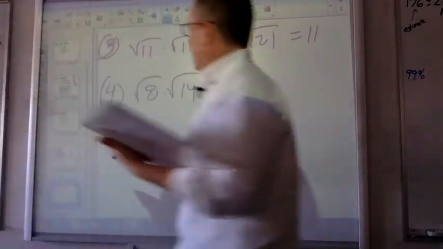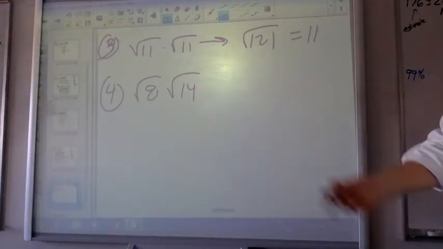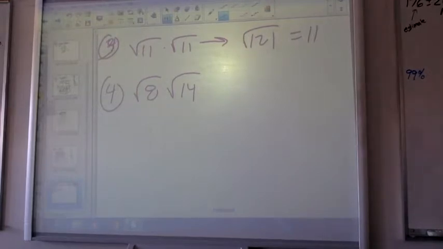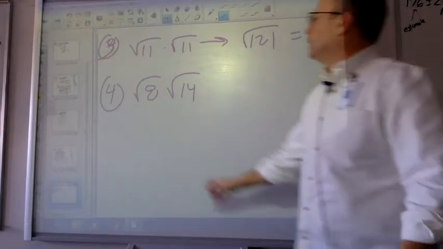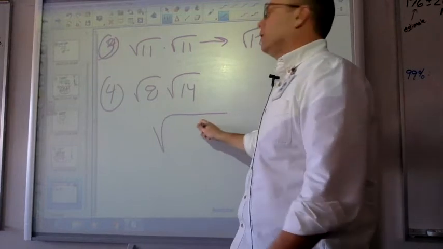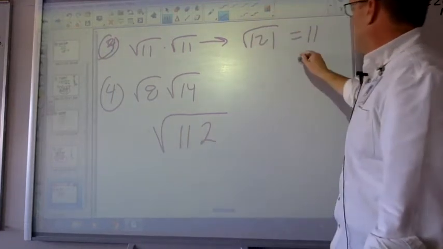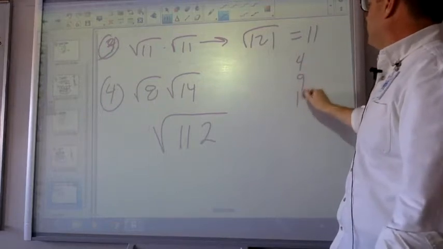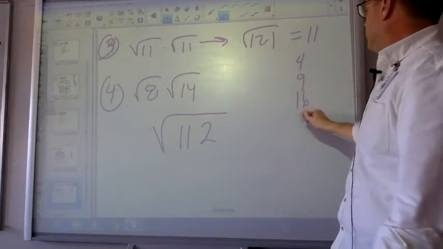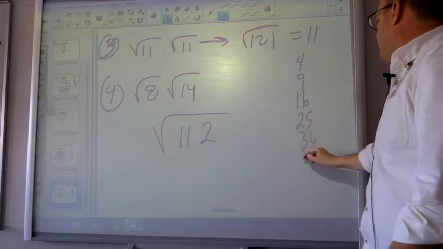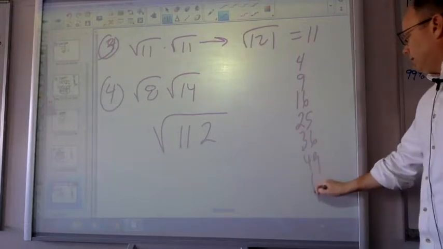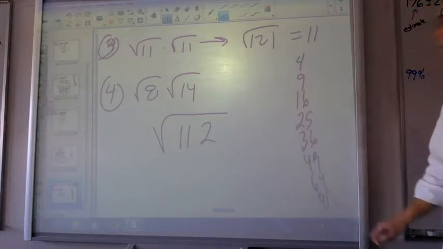All right. Root 8 times root 14. Someone have a calculator? 8 times 14. I don't know. Help me out. 8 times 14. 112. Okay, my perfect squares are 4, 9, 16, 25, 36, 49, 64, 81.